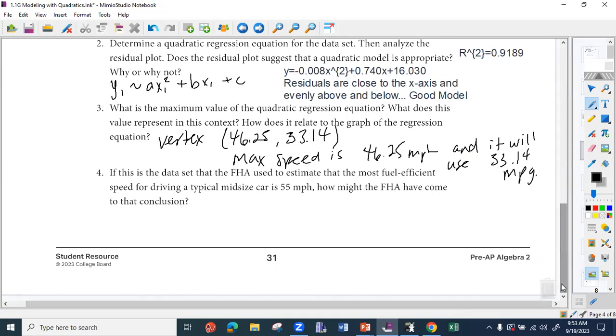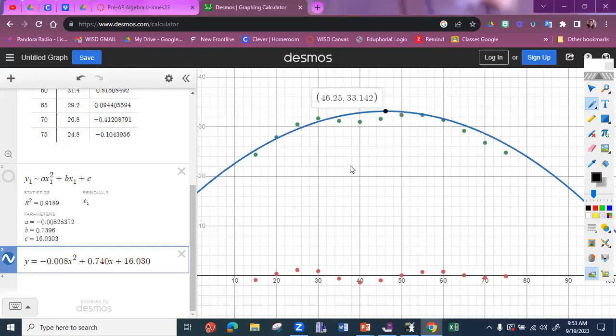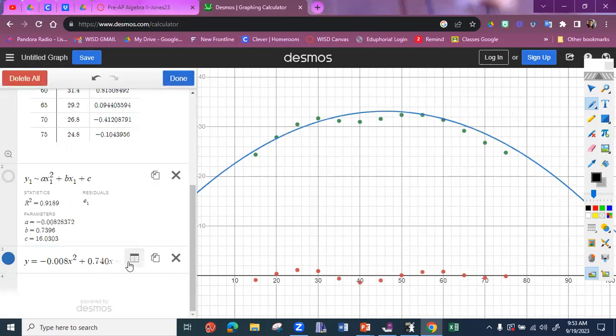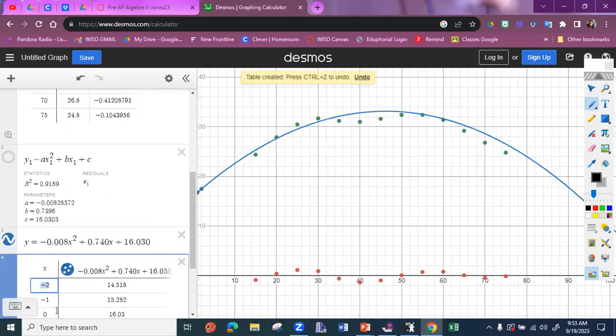Okay, the last part is given a value. It says using this model, what would be the estimated miles per gallon for a typical mid-sized car going 55 miles per hour? So we've talked about how there's a couple of ways to find it. If you're using Desmos, you would click on the graph and you would go to 55, right? Oh, found it. That's option number 1. Option number 2, I literally just learned it last week in training. You press this little gear button and it'll give you a table and you can just type it in.